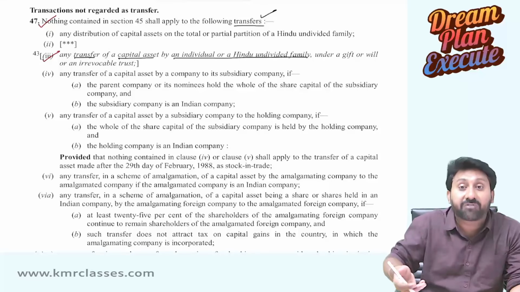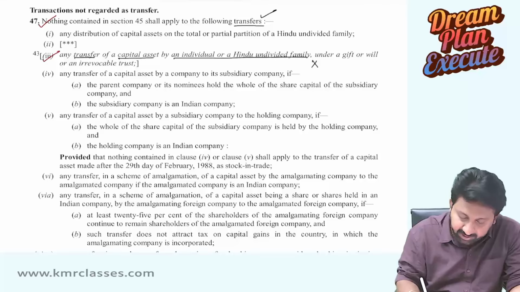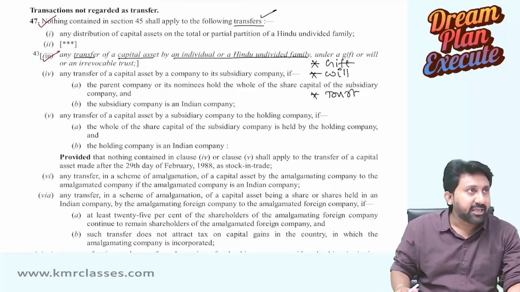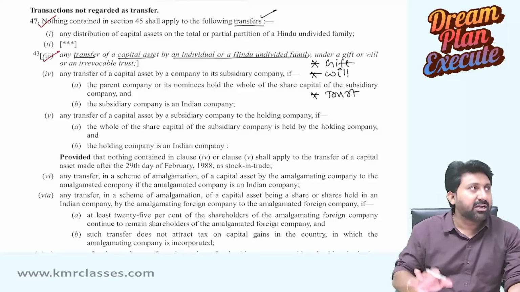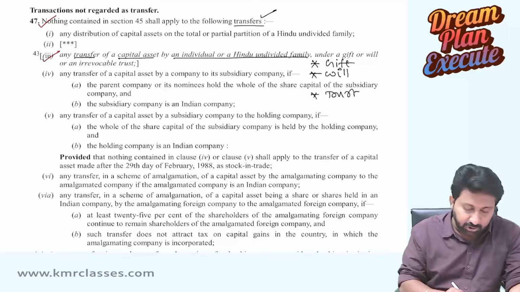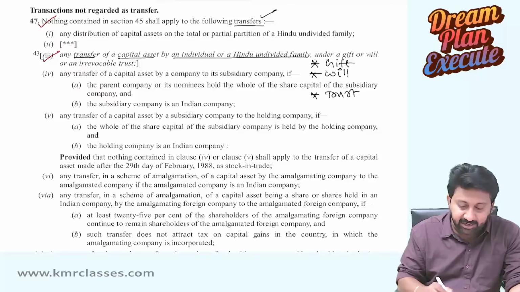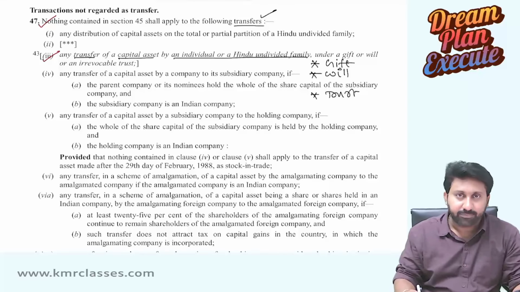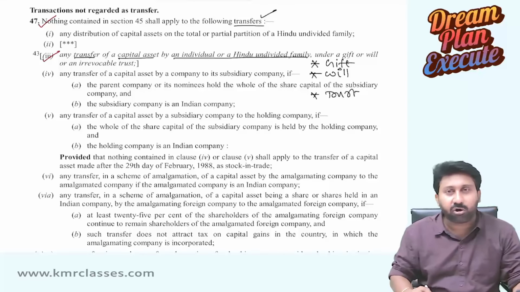What is the mode of transfer? Three modes they have given. One, gift. Second, will. Third, the irrevocable trust. So let us understand the concept now. A transfer is made of a capital asset by an individual or HUF under gift, will or irrevocable trust. Gift, will or irrevocable trust.